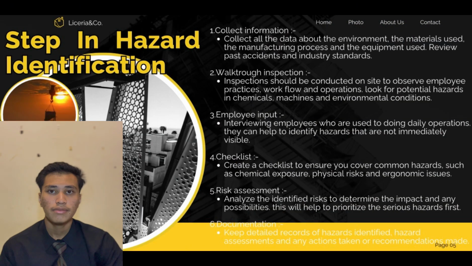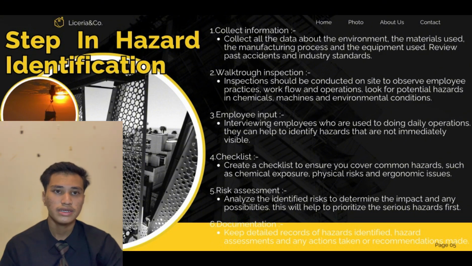Next are the steps in hazard identification. First, collect information. You can collect all the data about the environment, the materials used, the manufacturing process and the equipment used. Review past incidents and industry standards. Second, walk-through inspection. Inspection should be conducted on site to observe employees' practice, workflow and operation. Look for potential hazards in chemical, machine and environmental conditions.